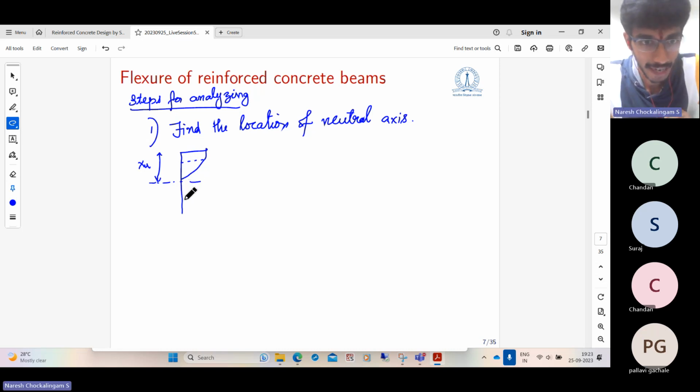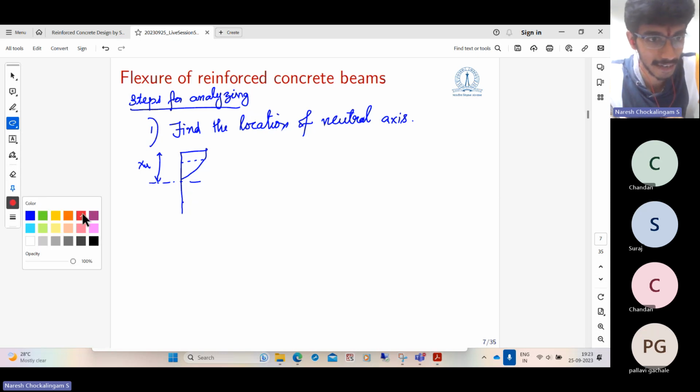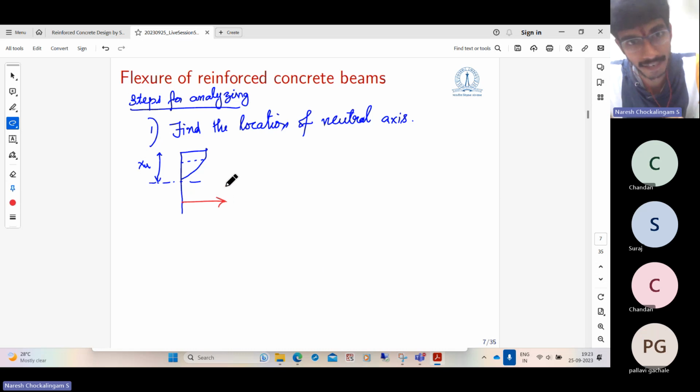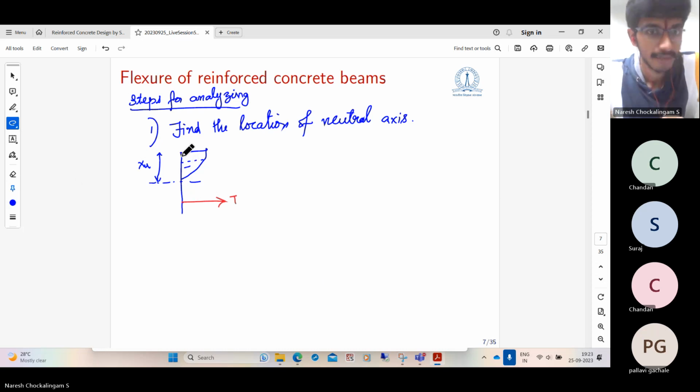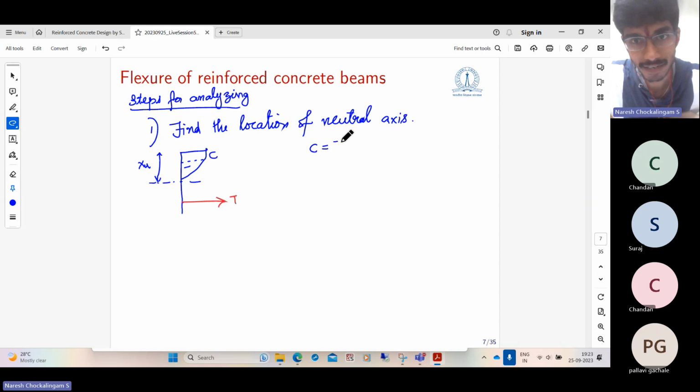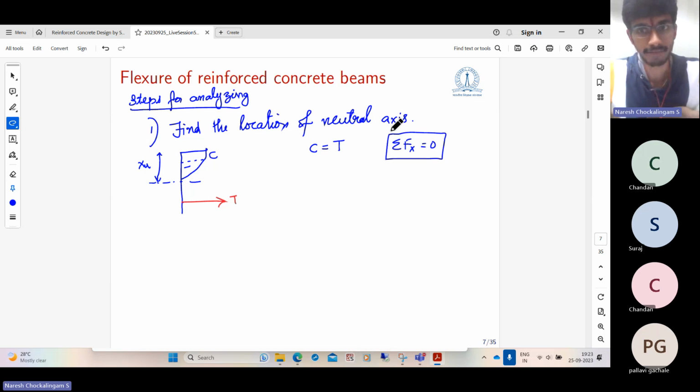This is the stress in the concrete, and we have strain. We also have the stress in steel, and that is tensile. So the stress in steel is tensile. So this is negative. This is positive. If the section has to be in equilibrium, the total compressive force should be equal to the total tensile force, by sigma Fx equal to 0 at that section. So this is what governs the location of the neutral axis.